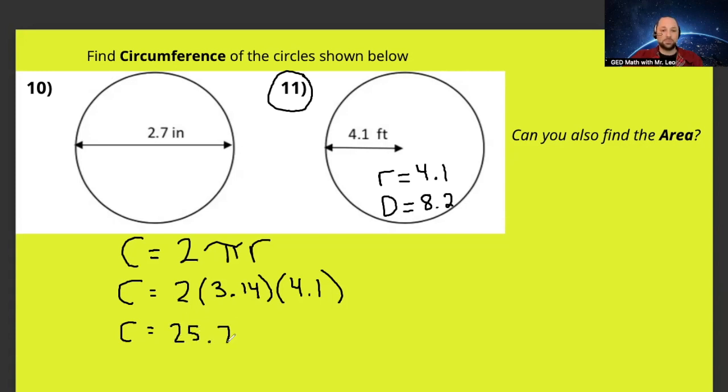25.748. Units would be regular feet. Remember, circumference is always just regular units. This circle, if it measures 4.1 to the center, if it measures 8.2 all the way across, it would measure 25 point something to go all the way around.